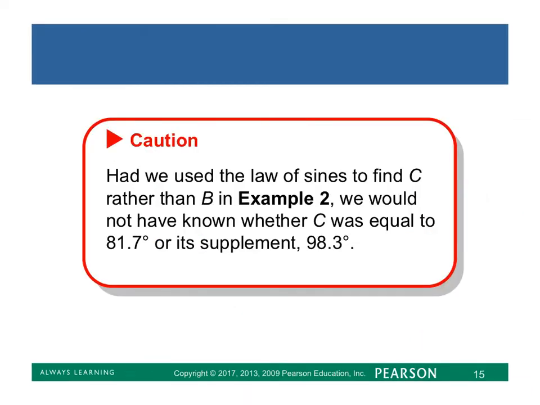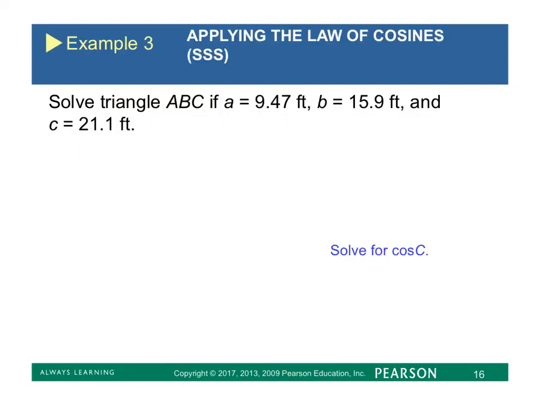Now, he said, had we used the law of sines to find C rather than B in example 2, we would not have known whether C was equal to 81.7 or its supplement. I've got some advice for you. Always shoot for the smallest angles.